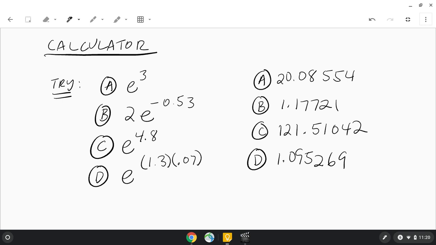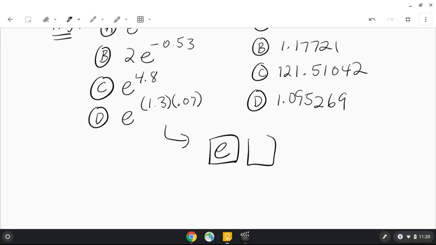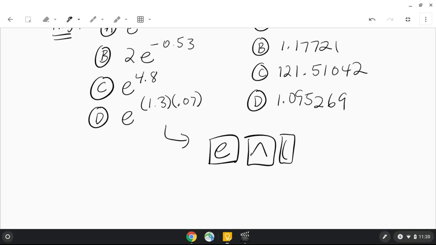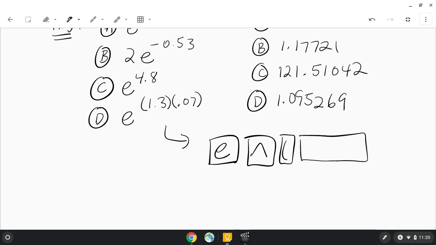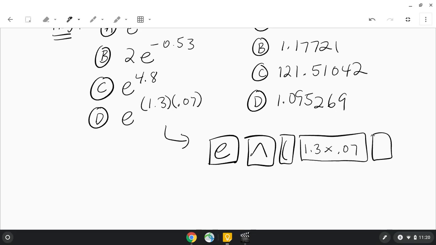If you did not get that, check to make sure that when you use your parentheses, when you do this problem over here, maybe you have this button for your exponent. Then go ahead and use your parentheses and type in all of this here, 1.3 times 0.07, and then close your parentheses.